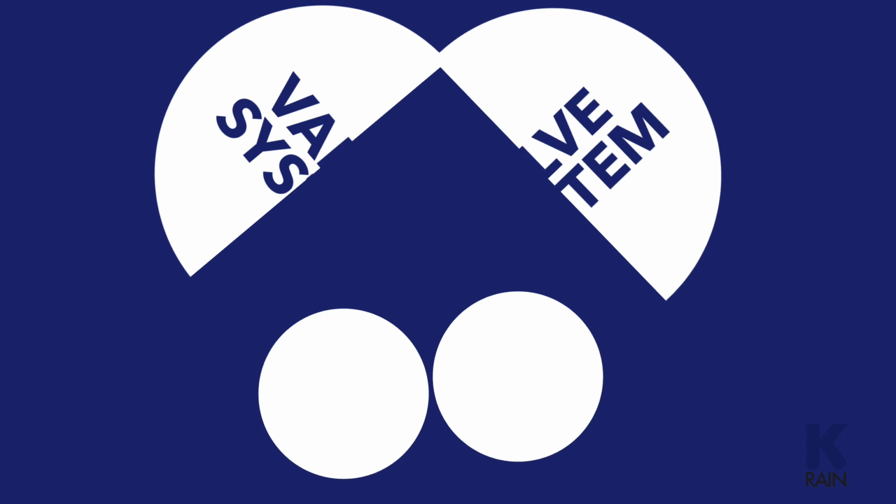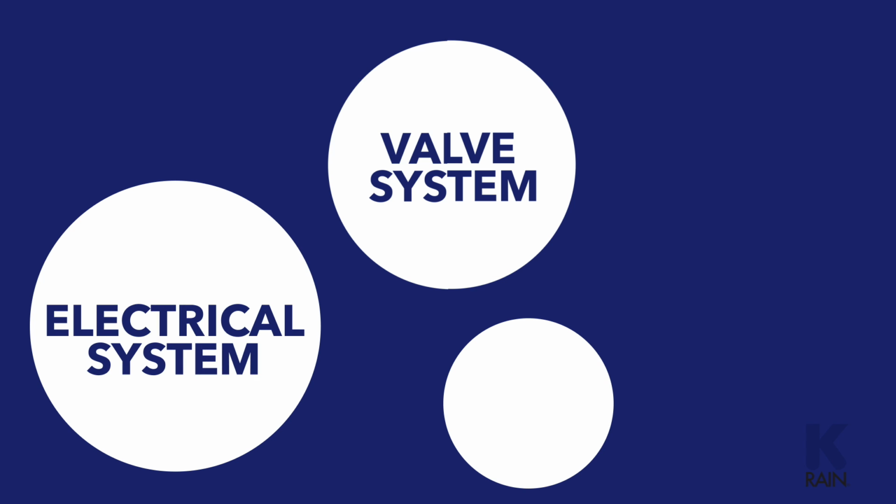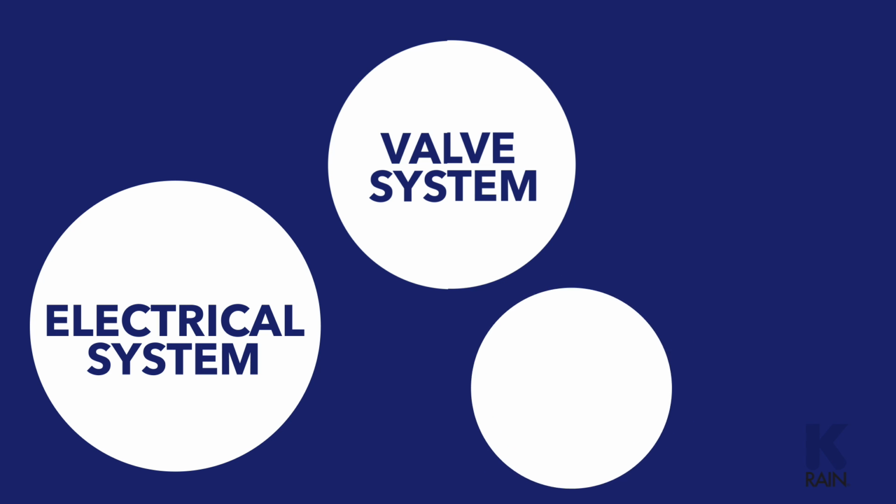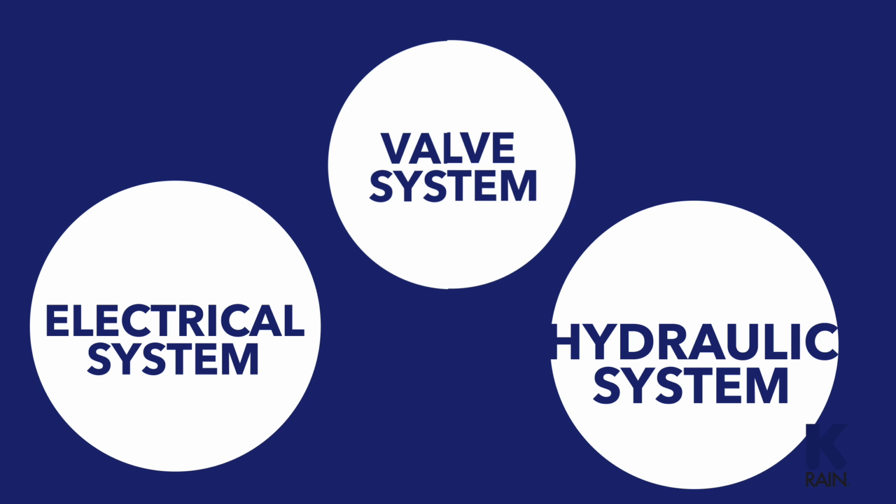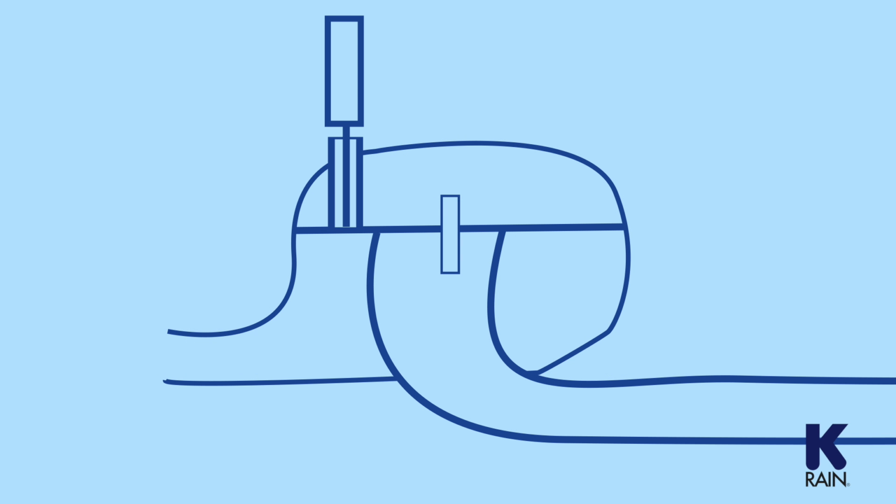There are two systems in a valve: the electrical system, where electricity from the controller energizes the solenoid, and a hydraulic system that opens the valve when the solenoid is energized and closes it when the solenoid is not. Let's take a closer look at how these two systems interact. First, let's review the parts of the valve.